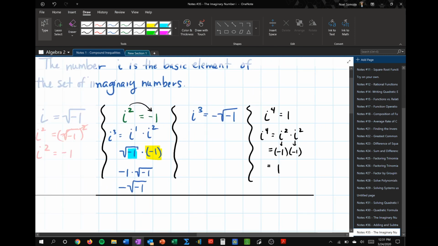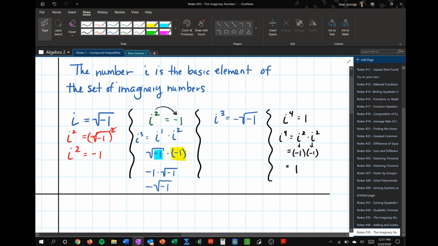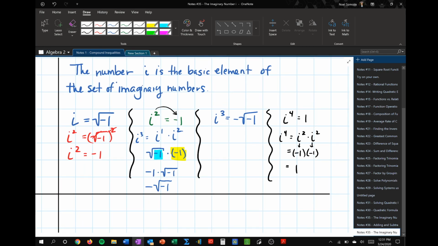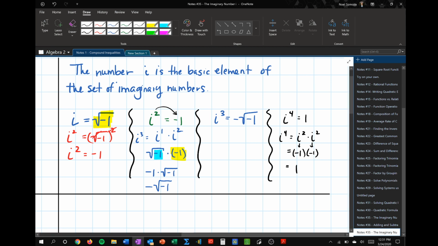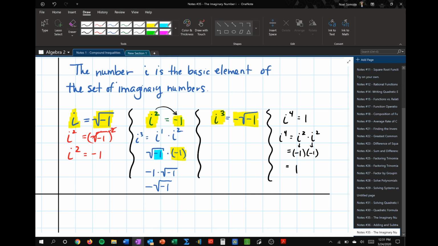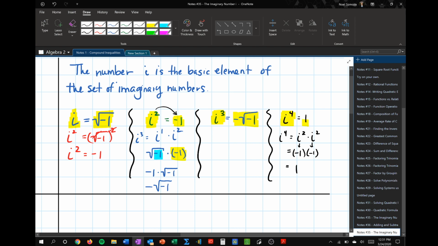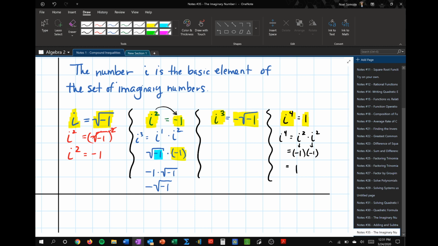So there are my 4 basic answers. I could have i is equal to square root of negative 1. We could have that i squared is equal to negative 1. We could have i to the third, and this one's the least common, almost like the least useful. i to the third is the negative of the square root of negative 1. And then you get i to the fourth, which is equal to 1. Those are the four main ones that you pretty much need to know.